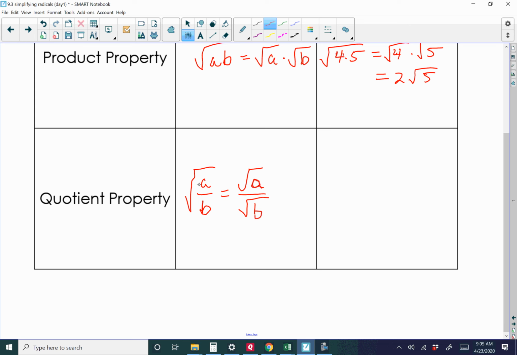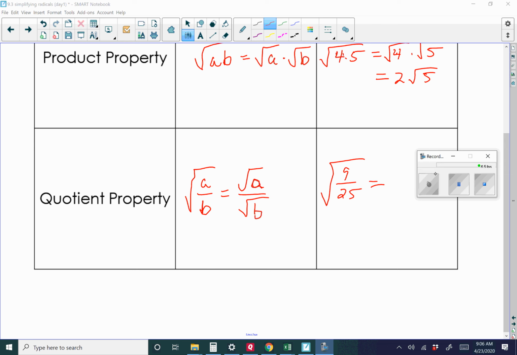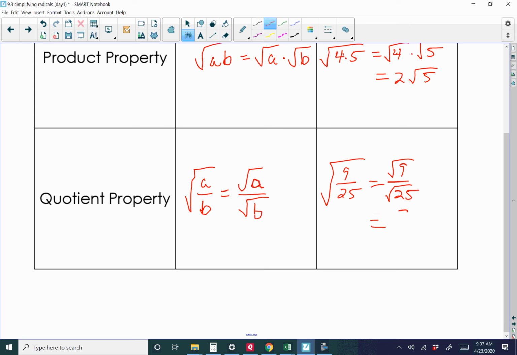Square root of a over b, we can break it up into, this is the quotient property, square root of a over b is equal to the square root of a divided by the square root of b. So for instance, if I have the square root of 9 over 25, I can break that up into the square root of 9 over the square root of 25, which gives me 3 over 5, right? Square root of 9 is 3. Square root of 25 is 5. I get an answer of 3/5. Okay?